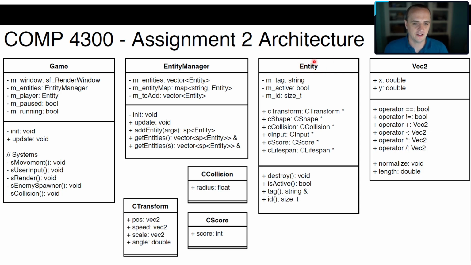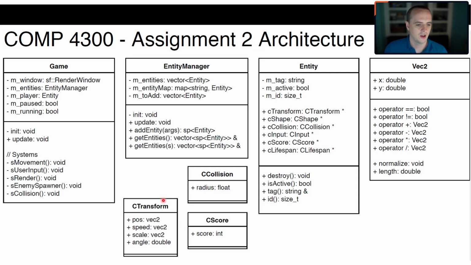Then we have the entity class, and it has the same structure as we talked about in the last class. However, we're going to have several different components in order to implement our entities for assignment 2. In order to implement this game, we're going to have a transform component, a shape component, a collision component, an input component, a score component, and a lifespan component. Those are the things, and we'll get into details about those when we actually dive into the assignment code.